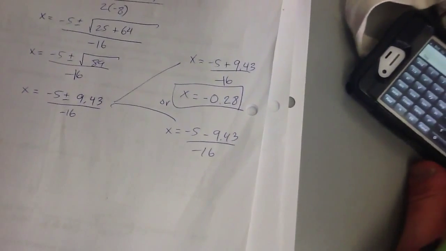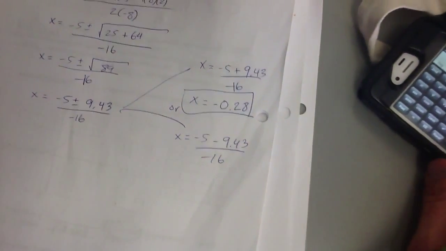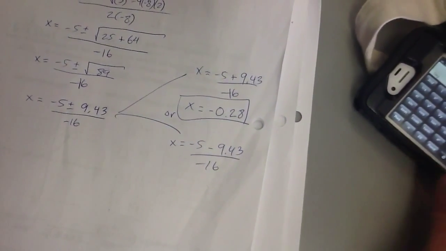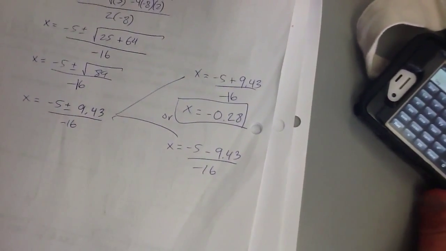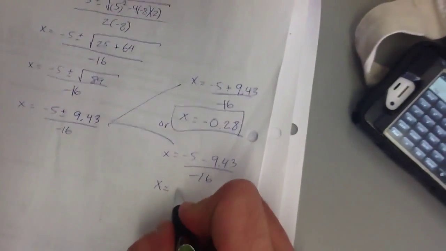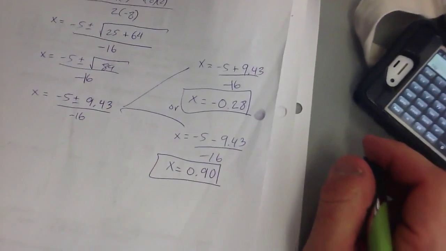And if I do -5 minus 9.43, and I divide that by -16, I'm going to get x equals 0.90 as my second x-intercept.